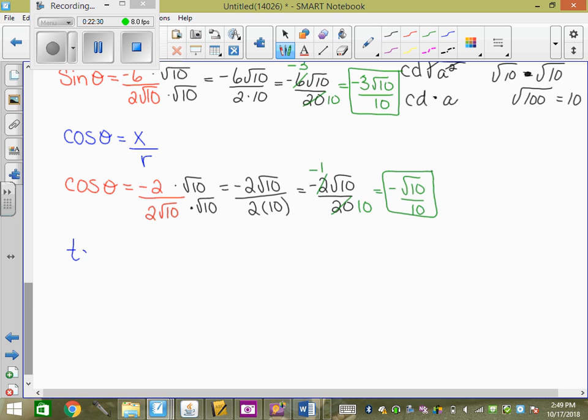Tan. Tan theta is tan your x box. So tan theta equals negative 6 over negative 2, which is 3.